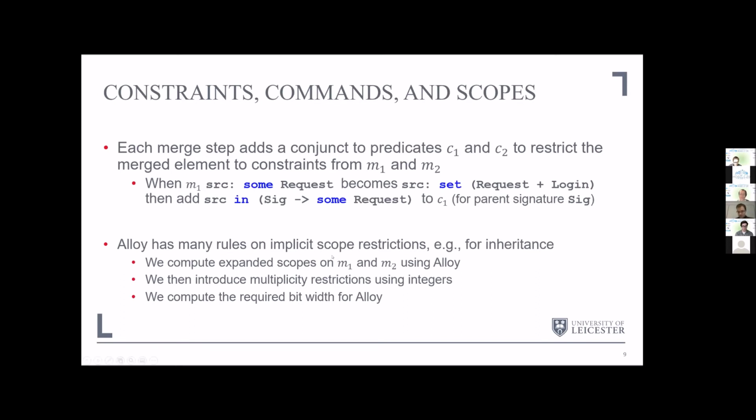But here we simply use the Alloy analyzer on the original models to compute the scope. Then we introduce multiplicity restrictions using integers. And then again, for the scope in the combined model, we take the least upper bound, which in that case is simply the maximum of the original scopes. And then we would also compute the required bit width to express these constraints.